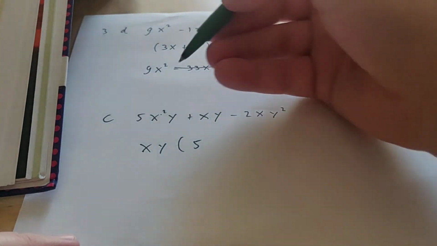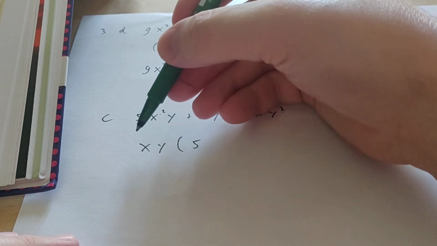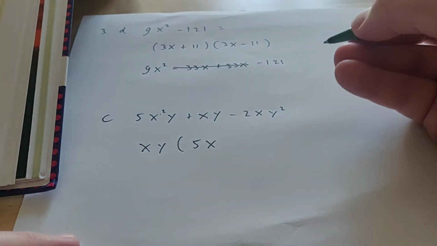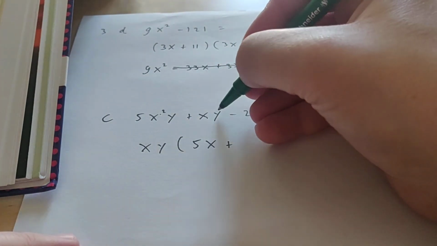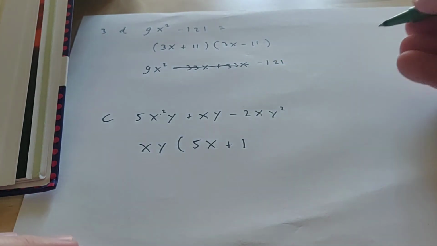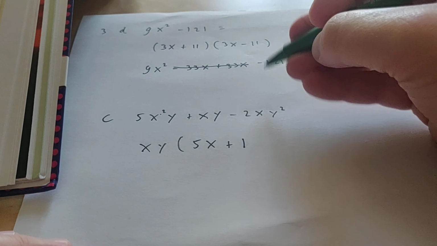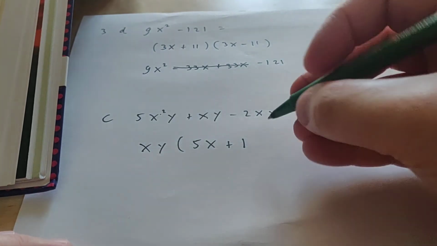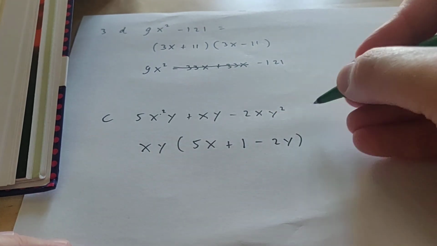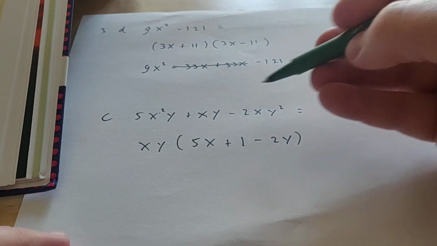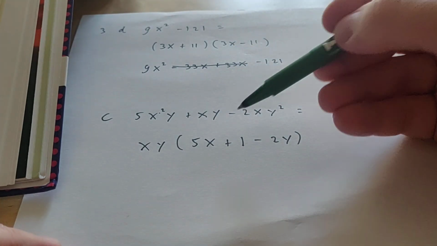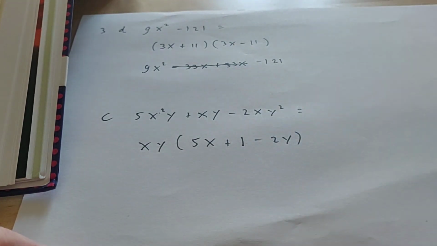So here we have 5. Here are 2 x's. We used 1, so we have 1 left. Here we actually used both of them. So we're going to write down a 1 here, because xy times 1 is just xy. And here we're going to remove an x and a y, so you get minus 2y. Now always double check if this is something that we can factorize. But it's not. It's all different things. They have nothing in common. So this is the answer.